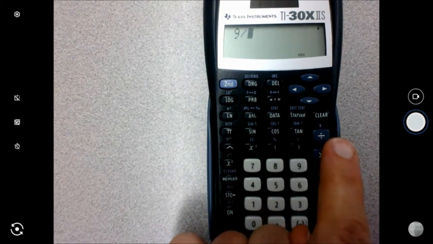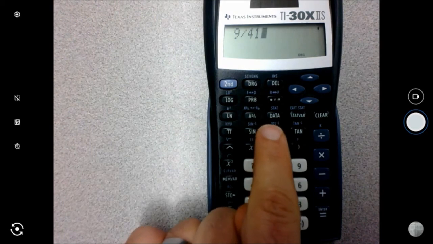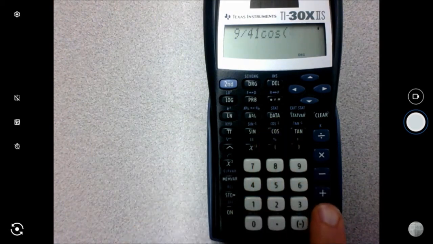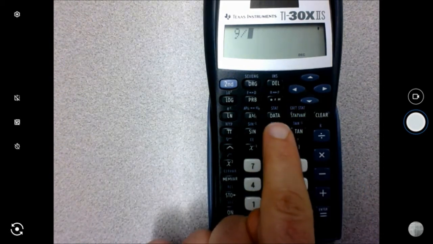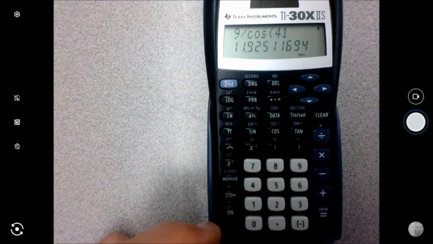Now, here's what you're going to do. You're going to type the 41, and then you're going to press the cosine button, and then you're going to press the equal sign. Again, if your calculator is not like mine, where you can just type what you see. Okay, so I just got a nice answer.